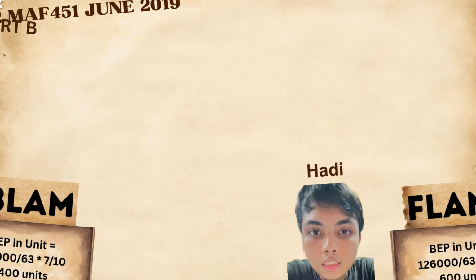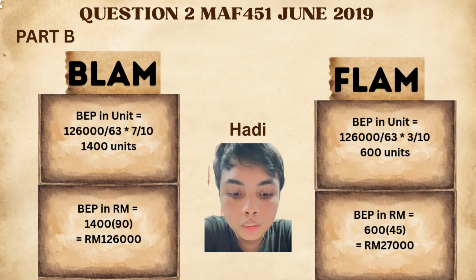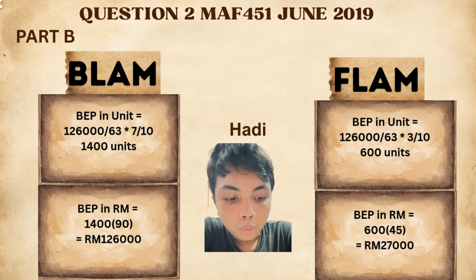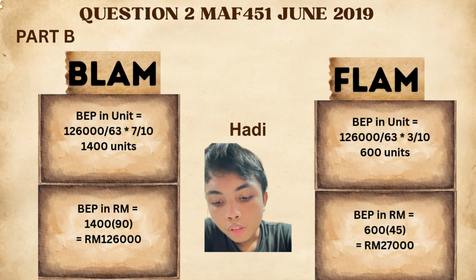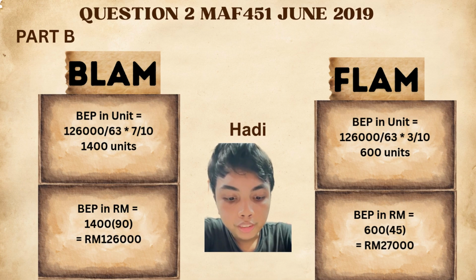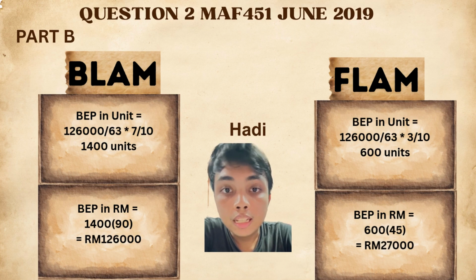So let's start answering part B, question 2, MAF451 June 2019. Firstly, we must separate into 2 rows and 2 columns for the answer box for BLAM and FLAM product, and we need to find BEP in unit. To calculate BEP in unit, we use the formula of fixed cost divided by contribution margin, or sales price minus variable cost, that is all per unit.